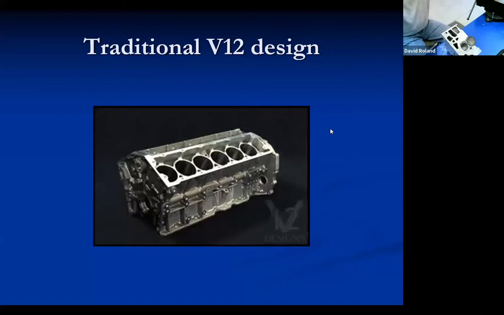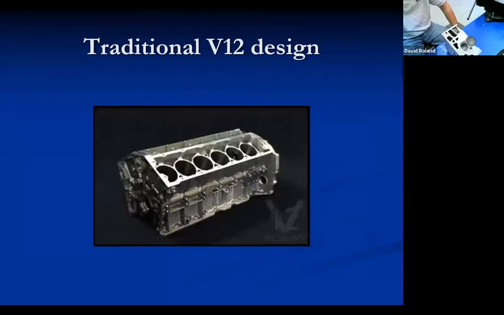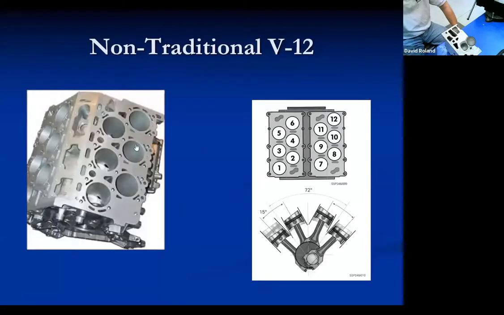But here is a design that's not so traditional. Another 12-cylinder engine, and we have six cylinders on one side covered by one cylinder head, and six cylinders on the other side covered by another cylinder head. So we can build that same 12-cylinder engine, but we have a much shorter engine. If you look how short this block is from end to end, and look at how long this thing is, this is huge. You can see the advantages of doing this.